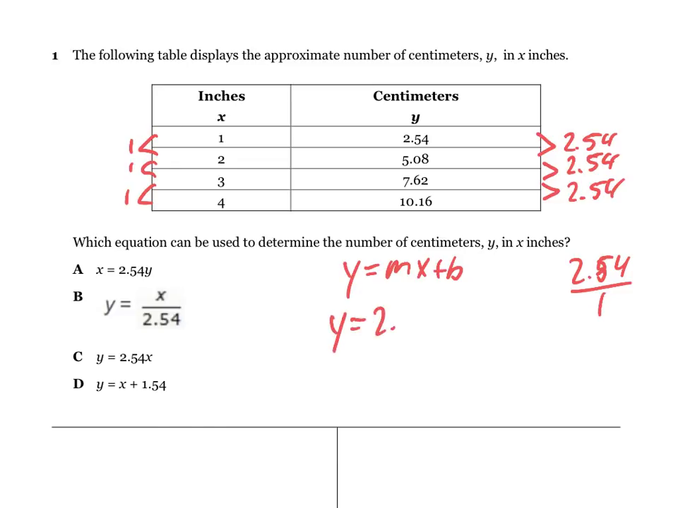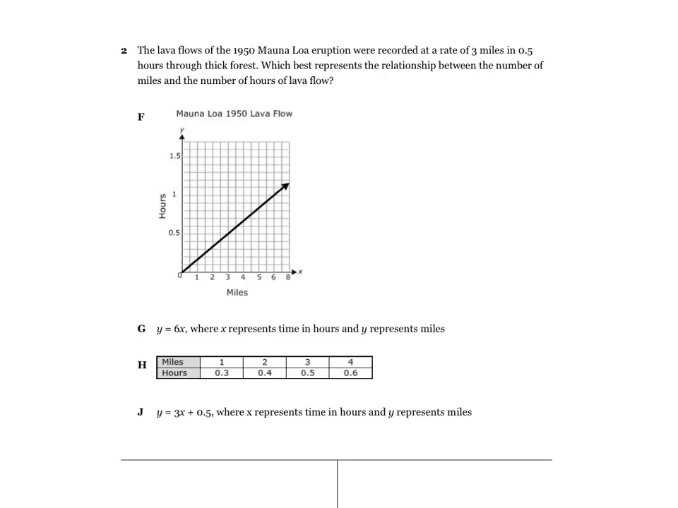So y equals 2.54x plus whatever b is. Well, we don't know. And if you look at the equations, there's only one that matches so far anyways. Clearly, none of those have a b, so the answer is going to be A on number 1. Number 2 is a little bit weird.